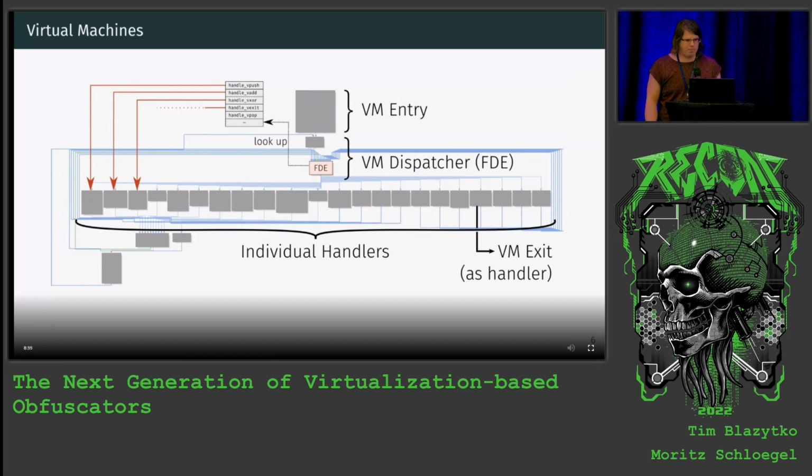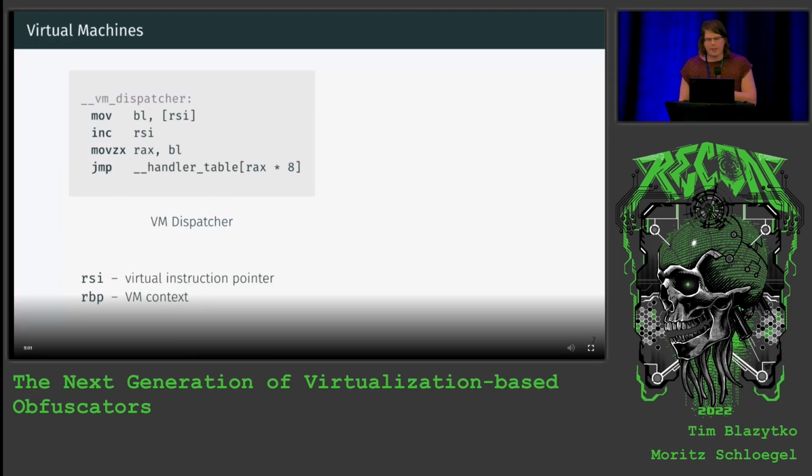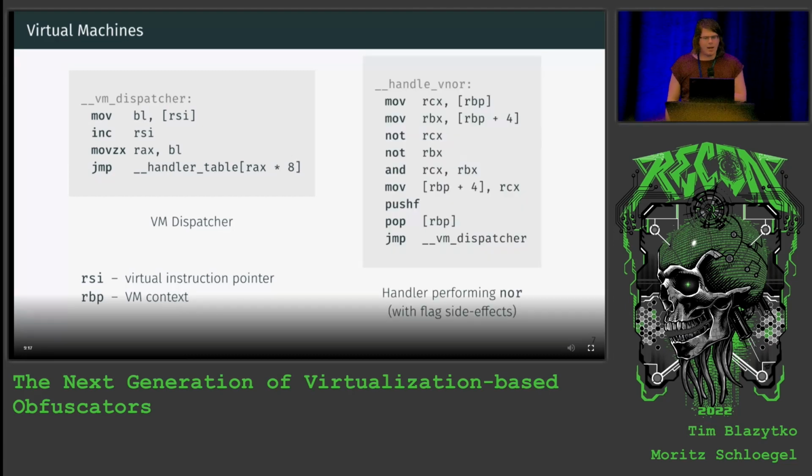To give you one example, here we have a VM dispatcher where RSI is the virtual instruction pointer. We read from it, we increment it, and then we guide the control flow into RAX and jump to the handler table. An example handler of VMProtect, a stack-based machine, is, for instance, we read two values, perform a logical NOR, and write back the result, and then we jump back to the dispatcher.